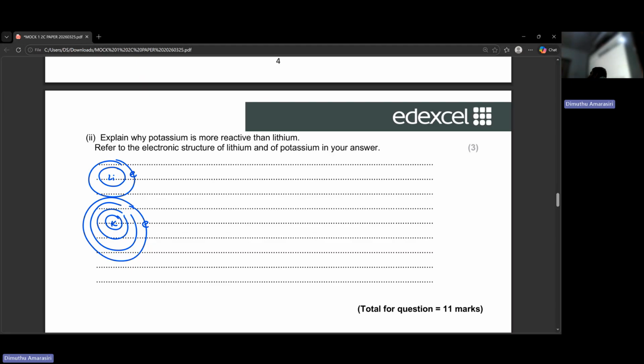Distance weakens the strength between the nucleus and the last electron, so it is easy for potassium to react with the other metals as it has a bigger atomic radius than lithium. Easy to remove the electron, did you say? No, easier for the potassium to react with other metals. What I said about easy to remove the electron, I said this makes it easier for them to react with other elements. That's the problem. You have said the most important thing. Easy to remove the electron, right? You get 2 out of 3. Try to be specific.